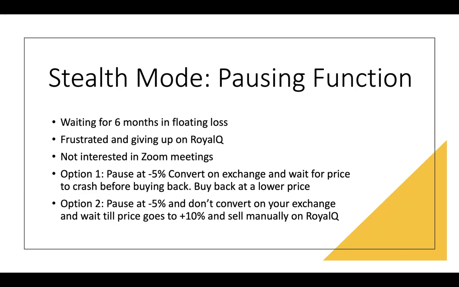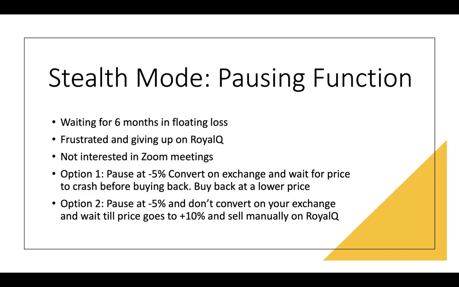All right, so this is the improvement on our tilt mode method. Remember option 1, pause at minus 5%, convert on your exchange if you wish to, and wait for price to go back lower, buy it at lower price. Keep your take profit where it is, 3%, 5%, or you can bring it down to 1%. When it sells off, you're going to be blown away.